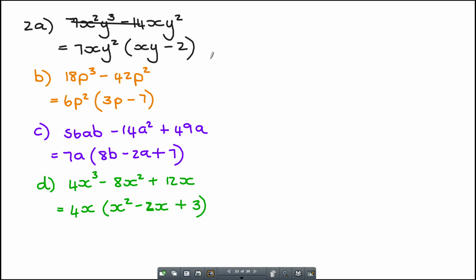Then at B, remember, there could be more than one factor, but we always choose the highest one. So 6p squared would be my highest common factor. So you should have 3p minus 7. Any questions there? Okay. Then at C, I took out a common factor of 7a.